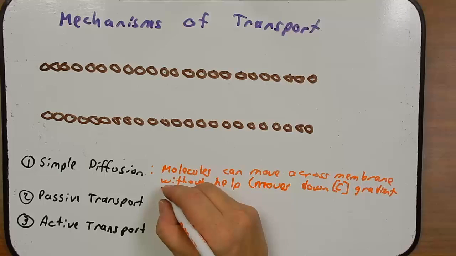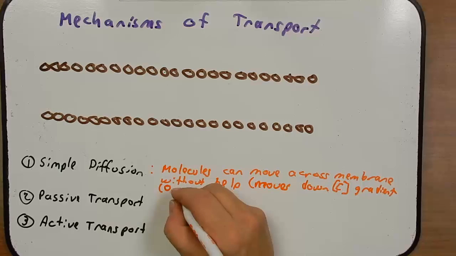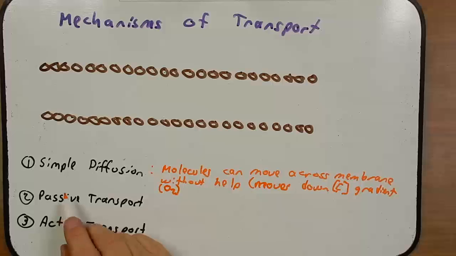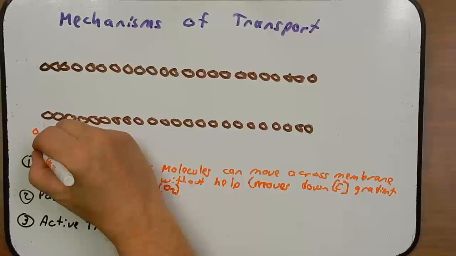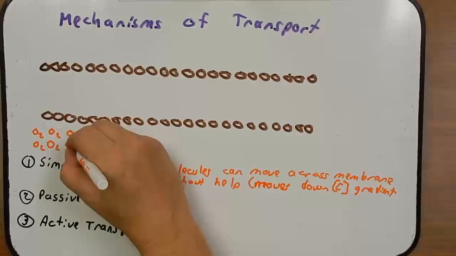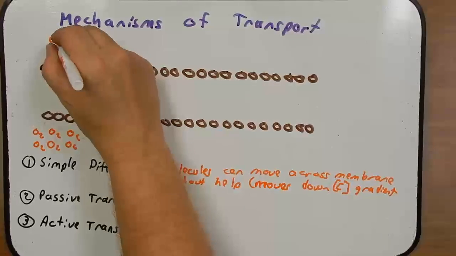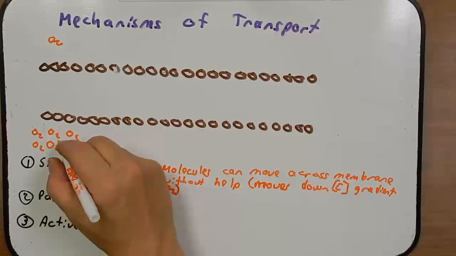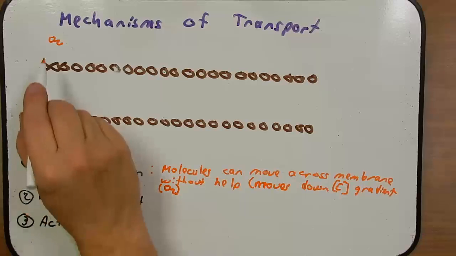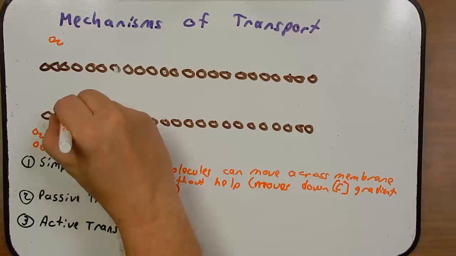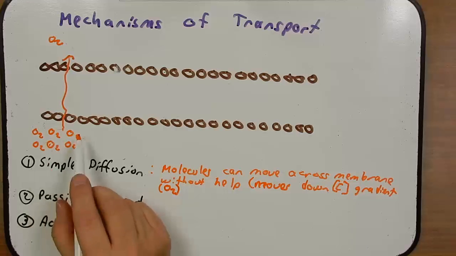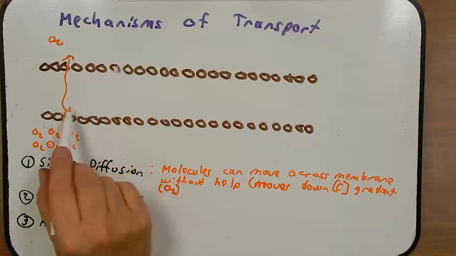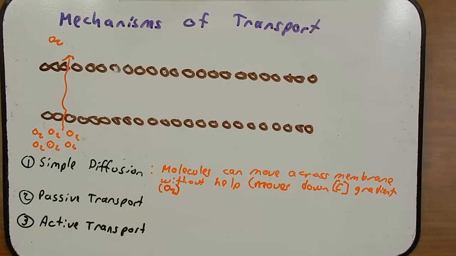An example of this might be oxygen. Oxygen would move across the membrane using simple diffusion. So over here you may have several oxygen molecules, a high concentration of oxygen, and a relatively low concentration on this side of the membrane. So it's going to go from a high concentration to a low concentration. So it's going to diffuse across the membrane. Remember, polar molecules can't do this because of this hydrophobic area of the membrane.